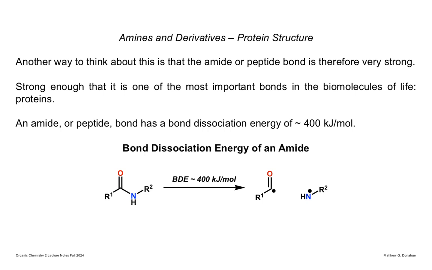And so some organic 1 stuff: if you were to cleave this bond homolytically, that would require 400 kilojoules per mole of energy to break it, where each atom, the C and the N, both get an electron. So it's a pretty strong bond.